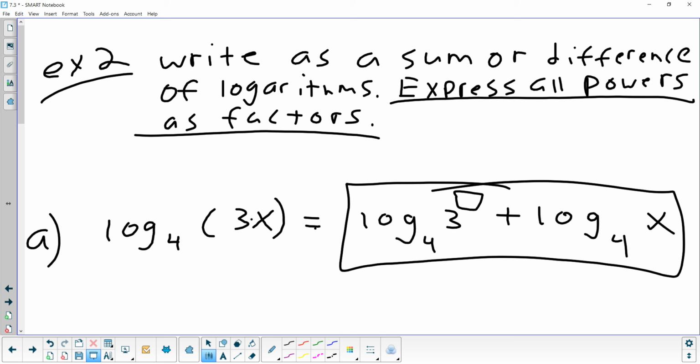Remember, if this was line paper, the 4 and the other 4 are subscripts. Everything else is right on the line. If I had a number like a 5 here, then yes, I would have to put that 5 in front. But I don't. So that's the final answer.